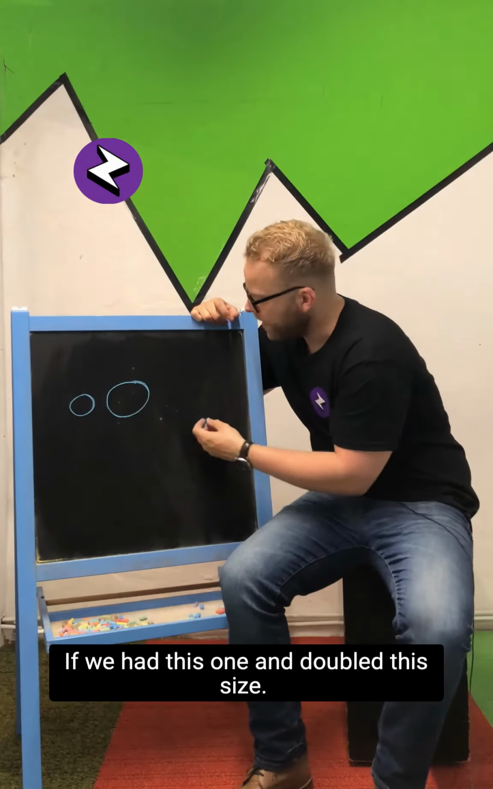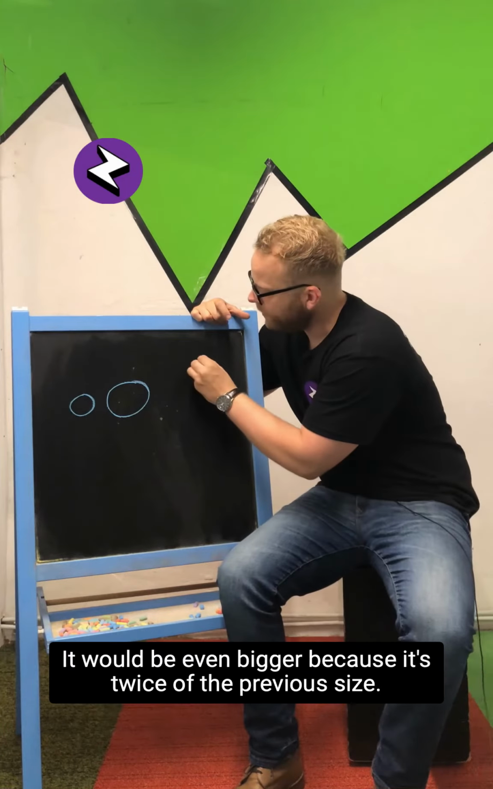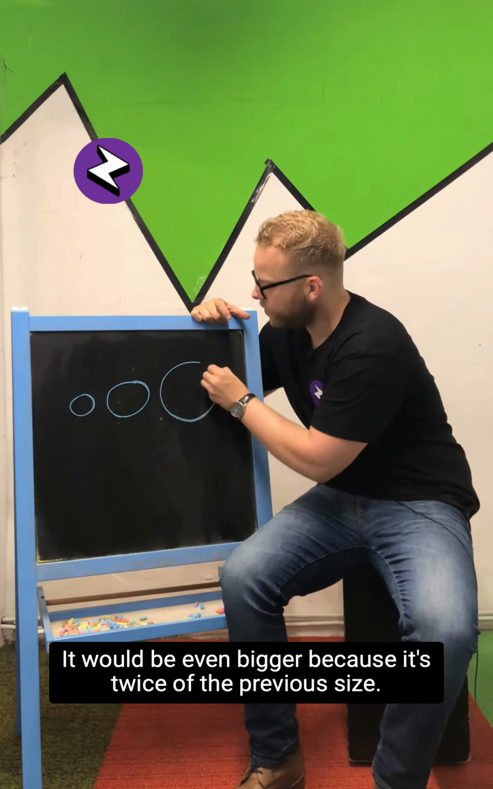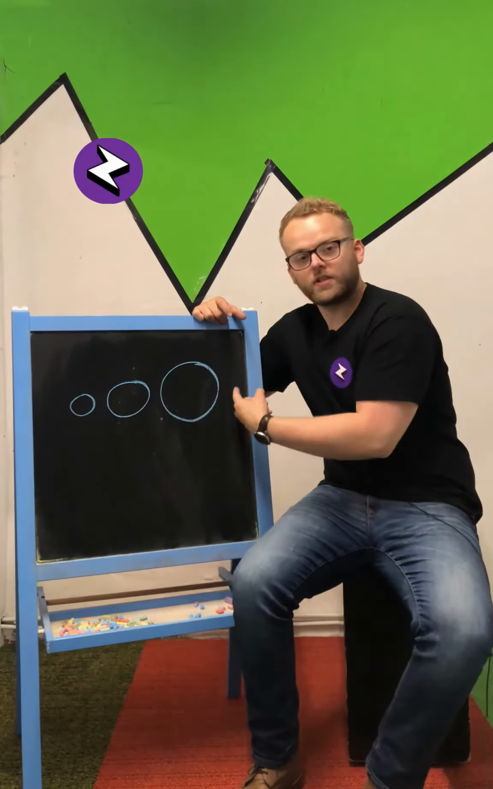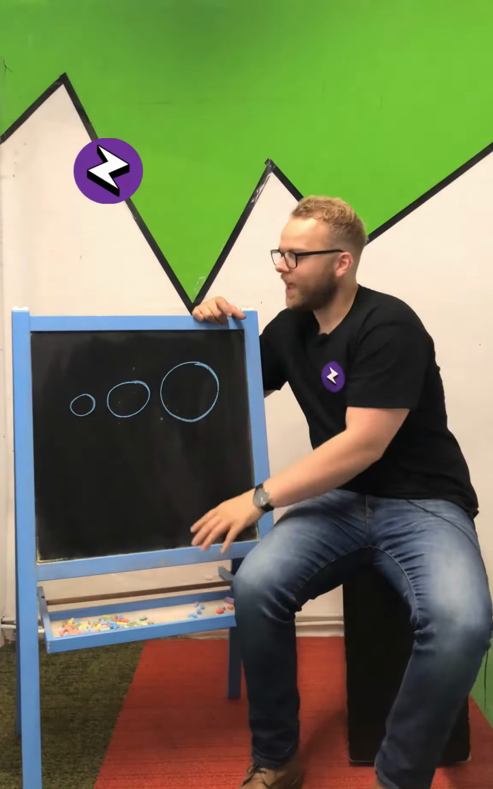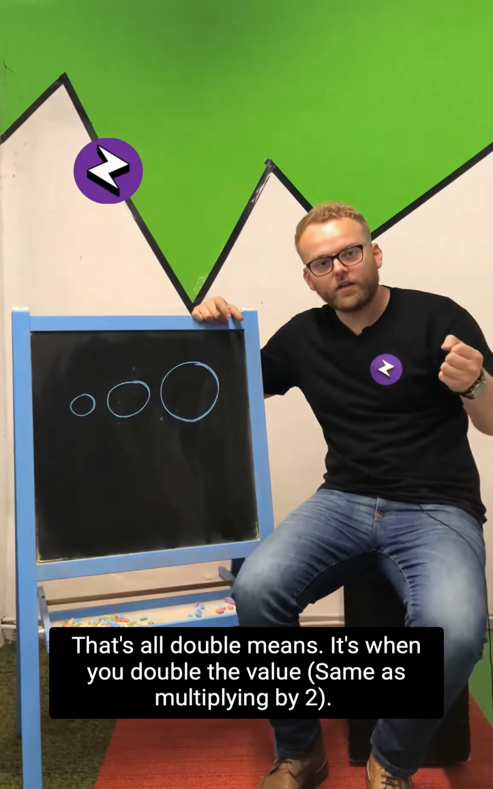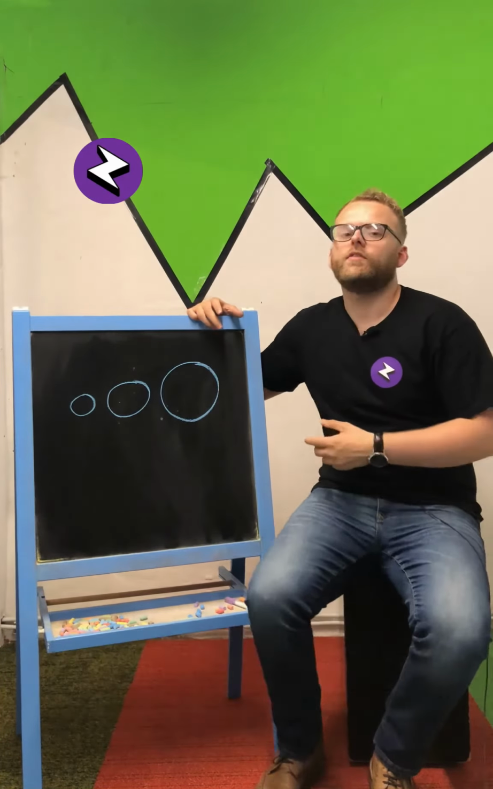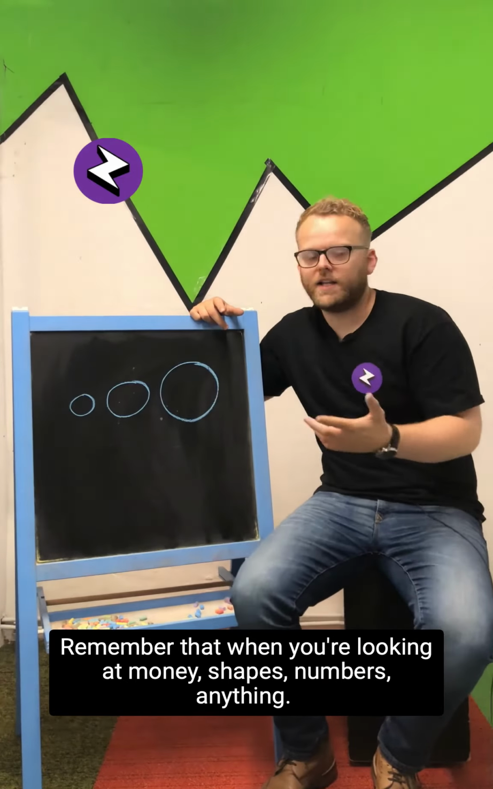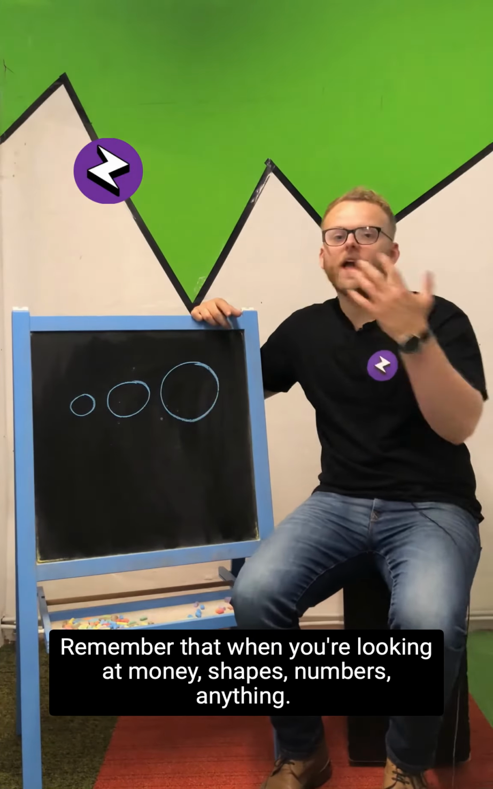And then if you had this one and double that one, then it would be even bigger, wouldn't it? Because it's twice of that. So that's double, double, double, okay? And that's all double means. So it's when you double the value, so times it by 2. So remember that when you're looking at money, numbers, shapes, anything.